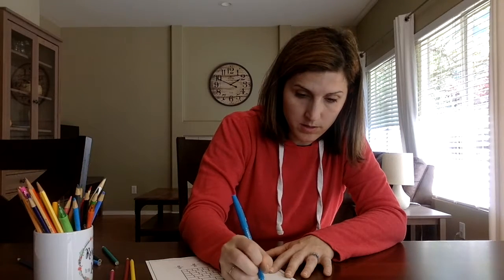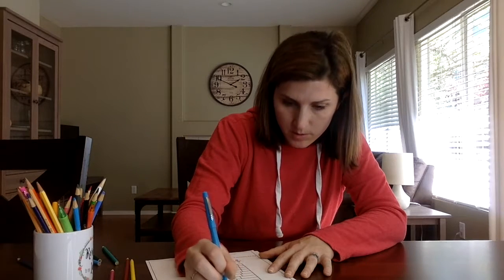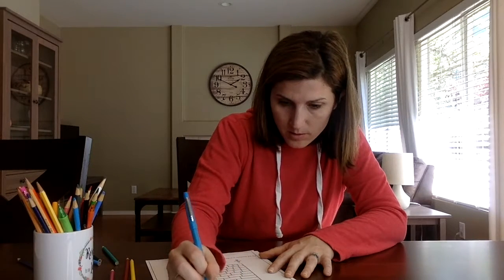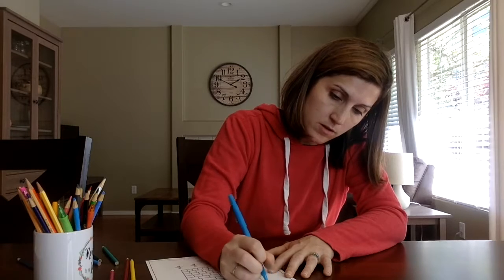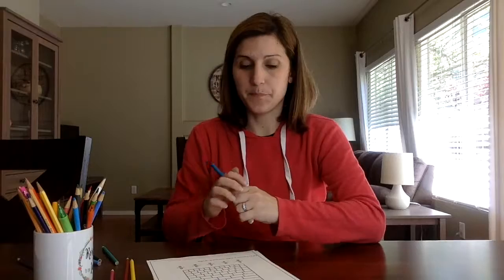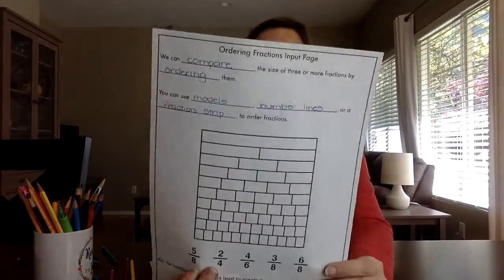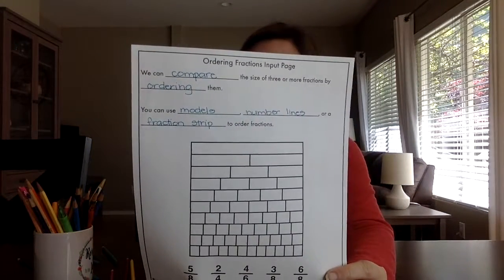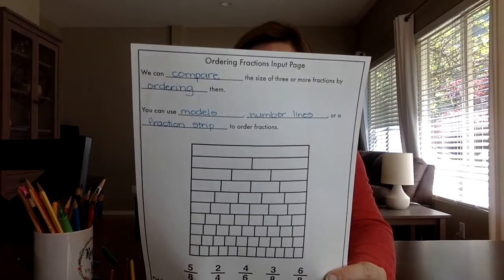You can use models, number lines, or a fraction strip, which is what we have, to order fractions. Okay, so you can use models, number lines, or a fraction strip to order fractions. And in this case here, we have a fraction strip, which we need to label.